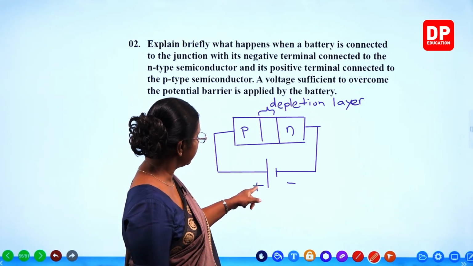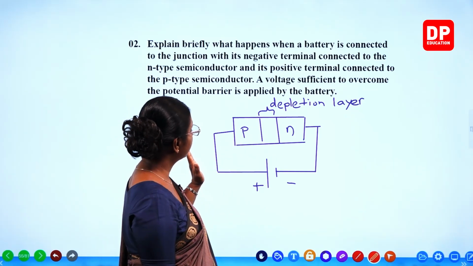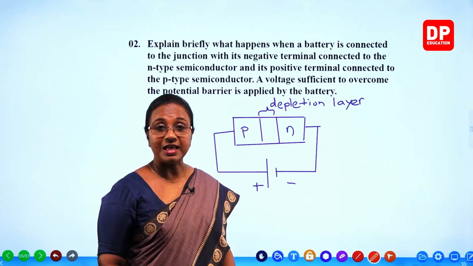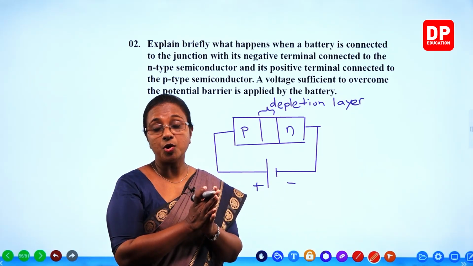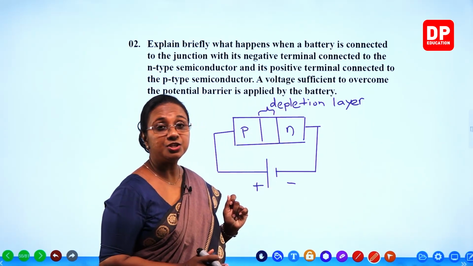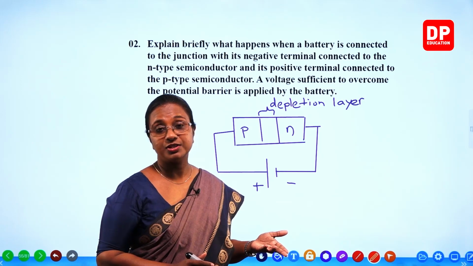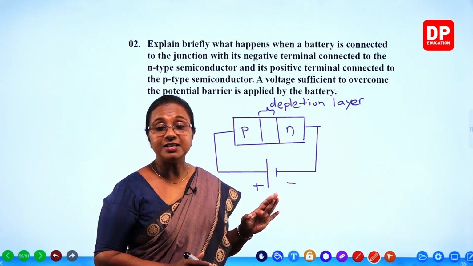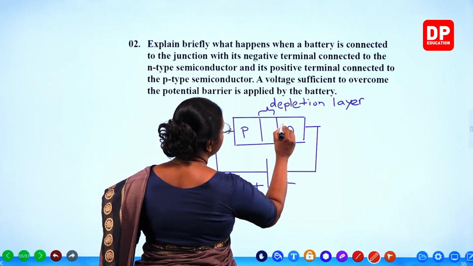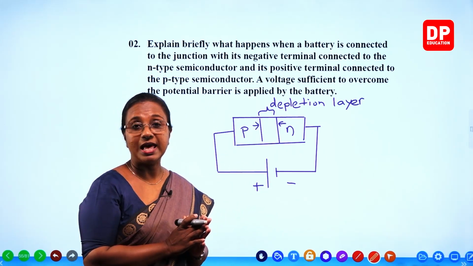At the same time, since the positive terminal is connected to the P region, there also the holes will try to move towards the depletion layer. So because of that, the depletion layer will become smaller and smaller, and when we supply the voltage that is sufficient to overcome the barrier voltage, current will start to flow across the PN junction. So that is forward biasing of a PN junction. So here of course from both sides the depletion layer will become smaller and smaller.